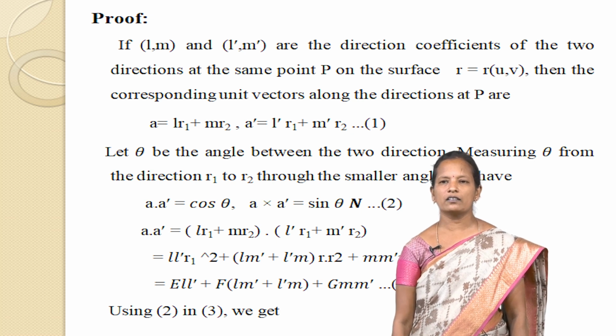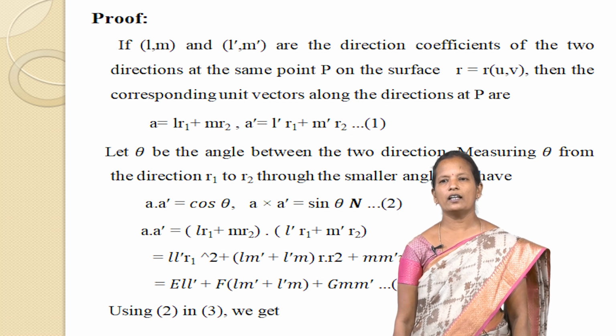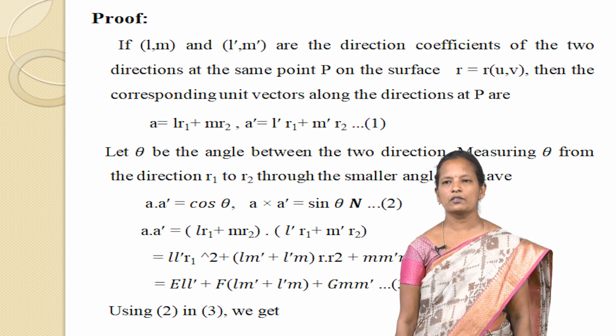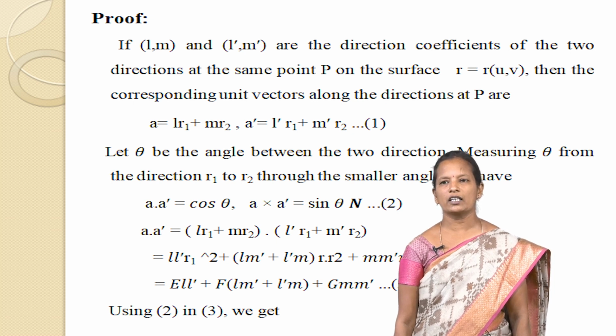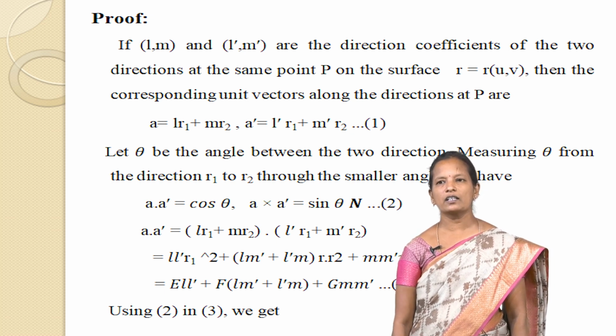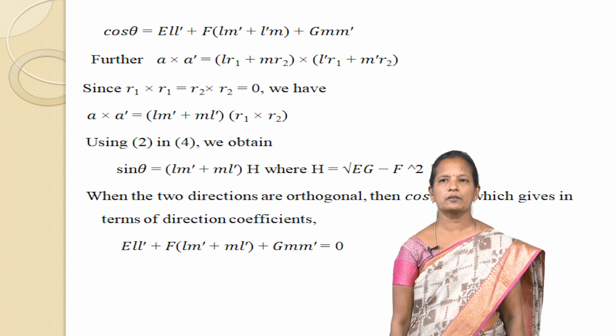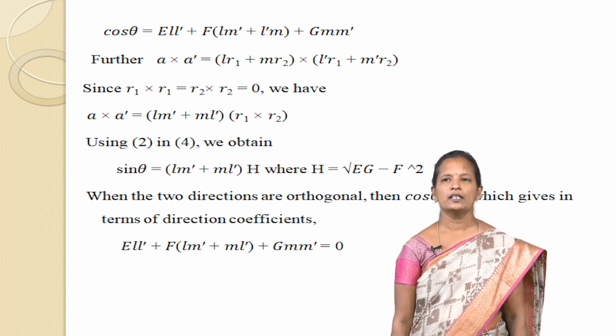So E into L into L dash plus F into L m dash plus L dash m, that is R1 dot R2 is equal to F, and the last one, m into m dash R2 squared, that is G. So G m m dash, take it as equation 3. Using equation 2 in 3, we get cos theta is equal to E L L dash plus F into L m dash plus L dash m plus G m m dash.